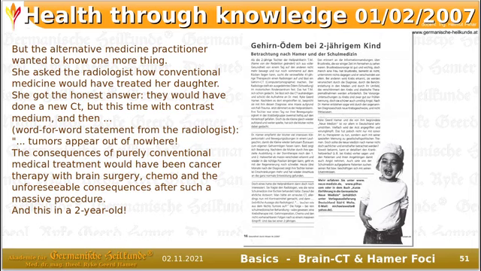She got the honest answer: they would have done another CT, but this time with contrast medium, and then, the radiologist's verbatim statement: tumors appear out of nowhere. The consequences of a purely conventional medical treatment would have been cancer therapy with brain surgery, chemo, and the unforeseeable consequences after such a massive surgery. And that in a 2-year-old.